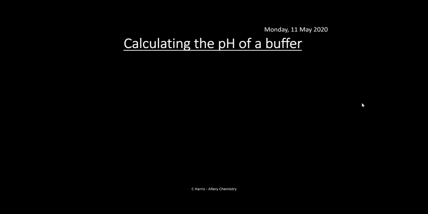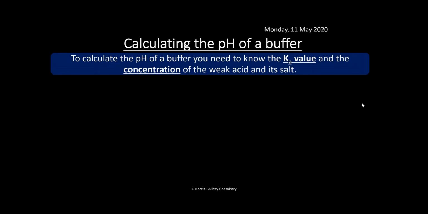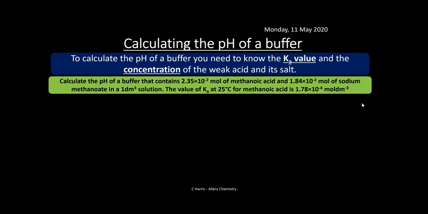Okay, so I promised one last stretch here. This is where we're calculating the pH of a buffer. This is what I said about understanding the mechanics of a buffer. If you understand that, then you're able to actually get the calculations correct here. So to calculate the pH of a buffer, you need to know the Ka value and the concentration of the weak acid and its salt.